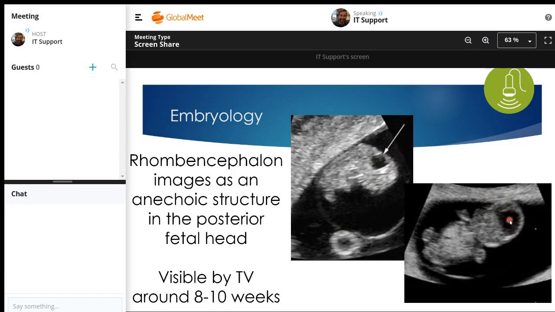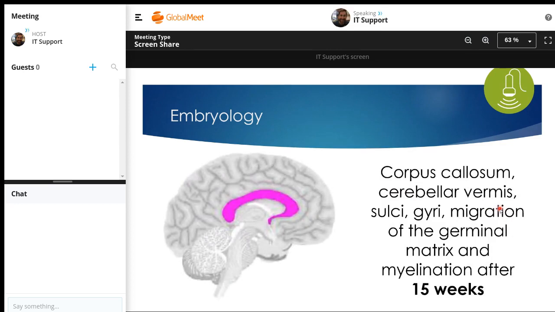When this is done developing in the 18 to 23 week range, the rhombencephalon or the hindbrain will turn into the medulla, pons, and the cerebellum. Our corpus callosum, cerebellar vermis, sulci, gyri, migration of the germinal matrix, and myelination happen after 15 weeks. So these are all important aspects of brain embryology that happen after 15 weeks, so within the second trimester.